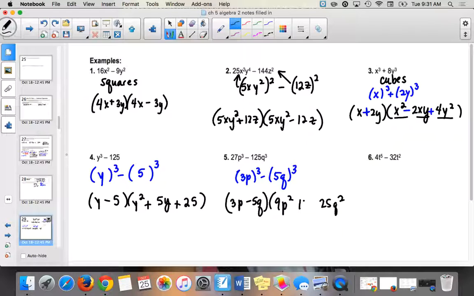Yeah, it would be 15pq, and then your signs are same, opposite, always positive, so it's going to be plus and plus in there. So when you multiply the terms in the binomial, you don't worry about the sign, just the items. Yeah, 3p and 5q.